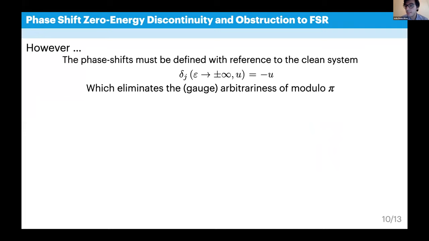strictly defined by the continuity of the wave functions at the impurity boundary, because you also have a gauge arbitrariness in the way you define the wave functions, which expresses itself in a mod pi ambiguity in the delta. So you need to define it in reference to something. And in this case, we define it in reference to the clean system. So we want to see how much the spherical waves are dephased with respect to the system without impurity.